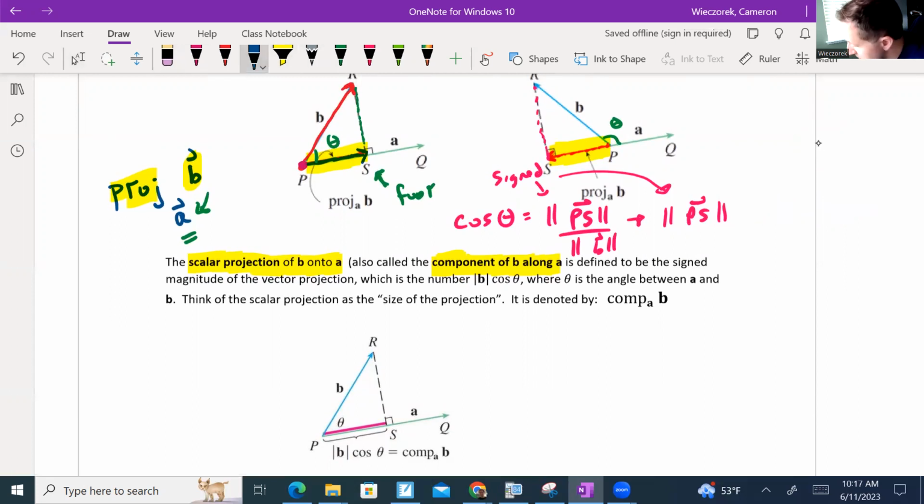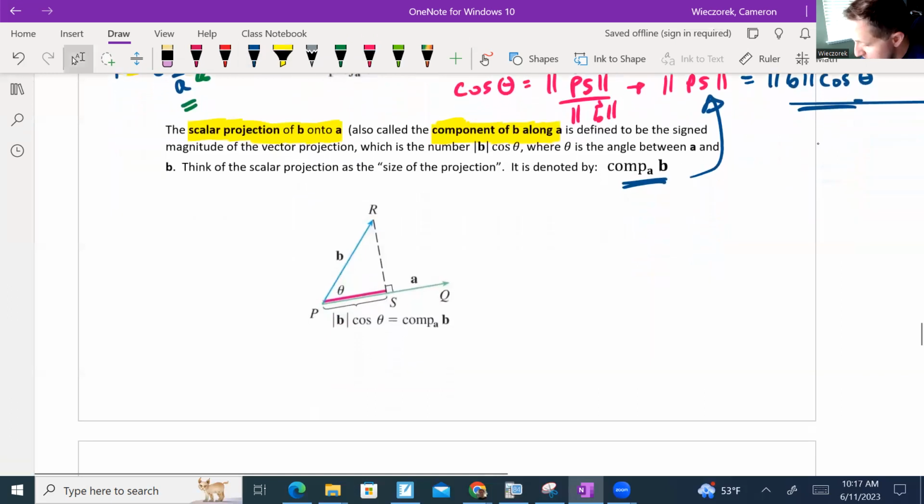The magnitude of PS, our component of B along A, is going to be the magnitude of the vector B times the cosine of theta. That's what I meant, and we'll have another formula for this in a minute. This is just a trig way of looking at it. This highlighted in yellow is the vector projection of B onto A. If I want the signed magnitude, that's the component of B along A.